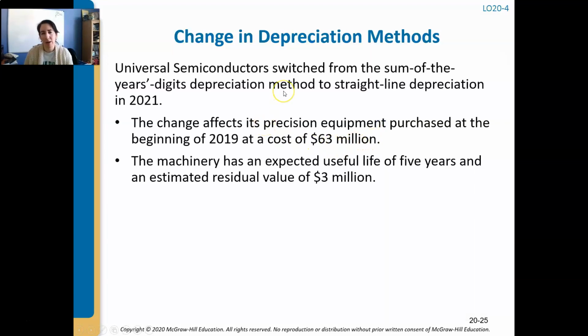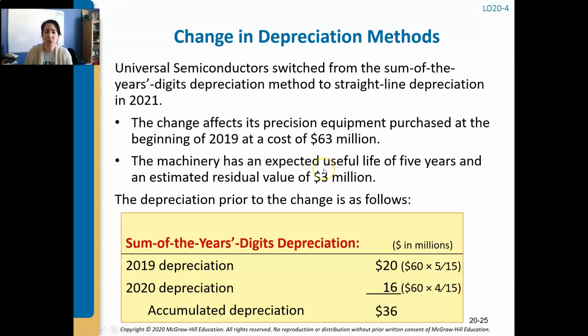Okay, another very common one, change in depreciation methods. Very common, change in estimate. Right? I mean, you're putting something in service, you have no idea how long it's going to last. But if it's a really expensive item, like in this case, a $63 million piece of equipment, if you've changed your mind about how you're depreciating that, then you better darn well update your records.